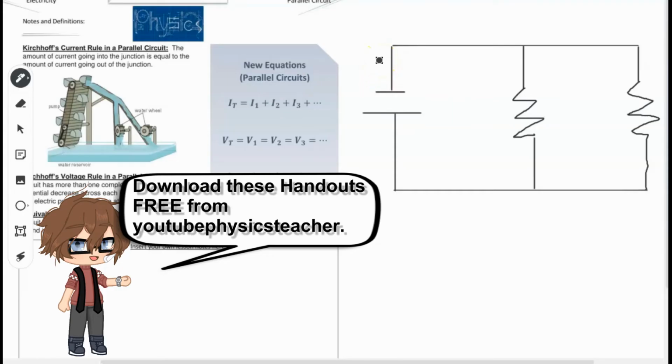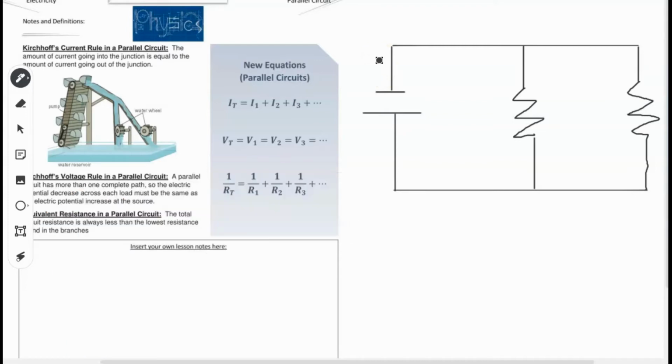So today's lesson is on parallel circuits. Specifically, we're going to look at Kirchhoff's current and voltage laws for parallel circuits and how to calculate equivalent resistance in a parallel circuit. So let's start with current. We have a whole bunch of electrons moving through a parallel circuit.